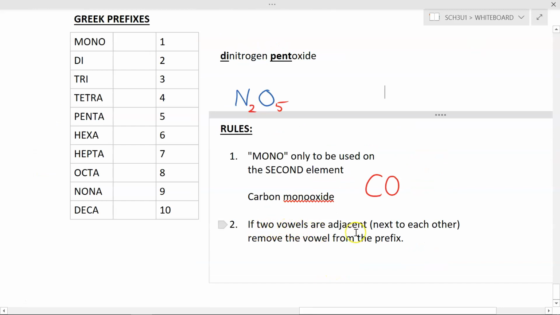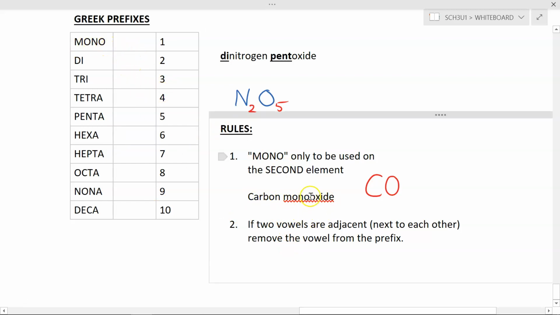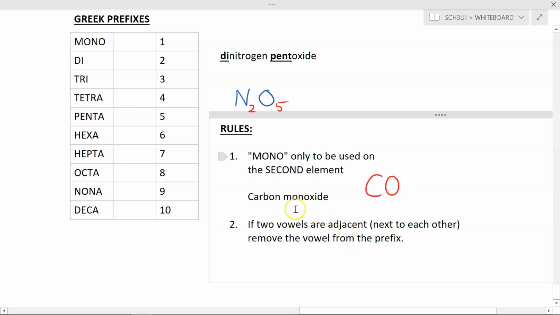If two vowels are adjacent, so that if the two vowels are side by side next to each other, remove the vowel from the prefix itself. So in this case over here, I don't say carbon monooxide, so because there's mono over here, the O from the mono and the O from the oxide are side by side. Don't call it monooxide. You must instead delete the vowel from the prefix and leave it as such, carbon monoxide. But the letter I is an exception.